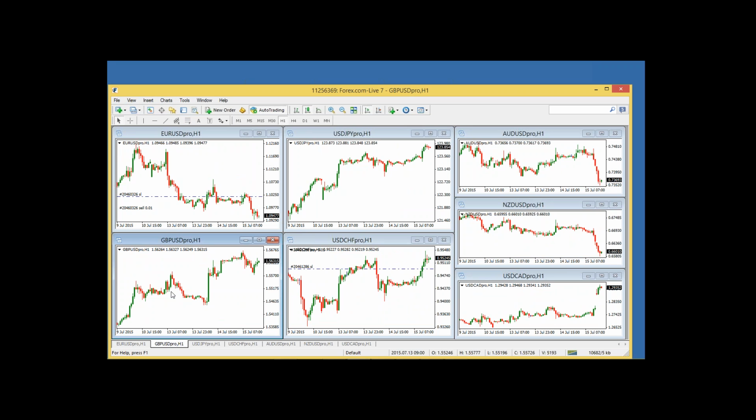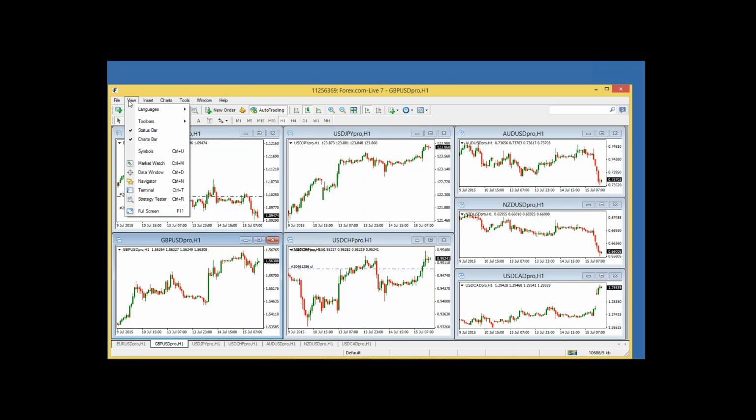You see the dollar strong against the euro. It's been a little bit weaker versus the pound. However, it's been showing a bit of strength here this morning. Strong versus the Swiss, strong versus the yen, strong versus Aussie, strong versus New Zealand, and strong versus Canadian.